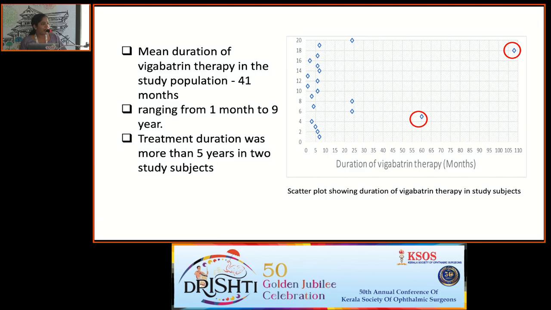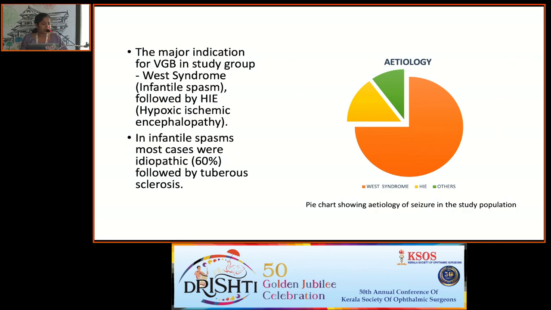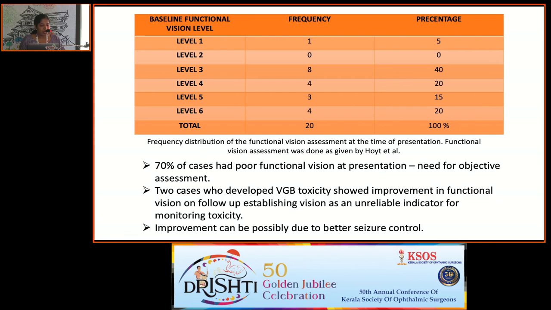The major indication of the drug was West syndrome or infantile spasm, followed by hypoxic ischemic encephalopathy. In infantile spasm, the majority were idiopathic, followed by tuberous sclerosis. So this is the distribution of the baseline functional vision assessment, and we can see that about 70% of the cases had poor functional vision at presentation, which indicated need for an objective assessment.